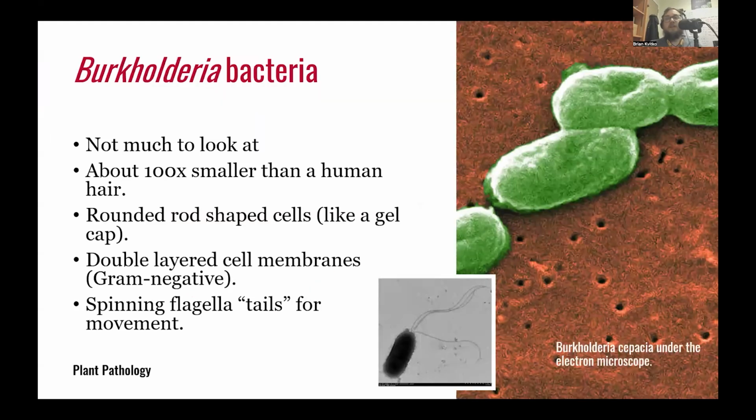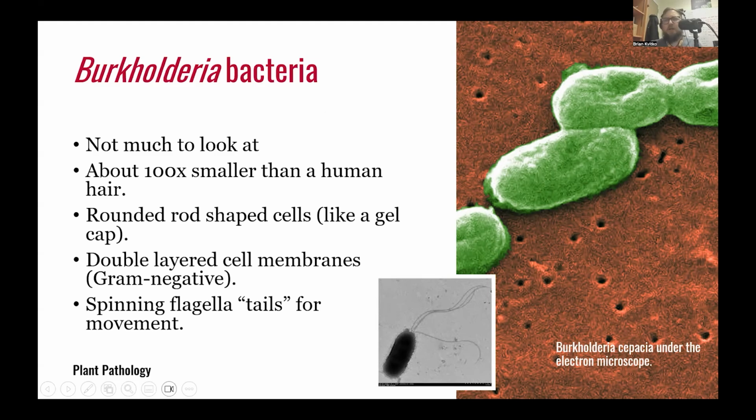Okay, so Burkholderia bacteria. Like most bacteria, there's not really that much to look at. First of all, they're nearly impossible to see without a very good microscope, but even then, you're not going to have much to look at. Your average bacteria is about 100 times smaller than a human hair. So if you imagine taking a hair on your head or your arm and cutting it in half like a tree trunk, across that trunk, you could line up 100 bacteria end to end. They would fit comfortably there. In terms of their shape, they're sort of a rounded rod. They look a little bit like a gel cap, but obviously in miniature.